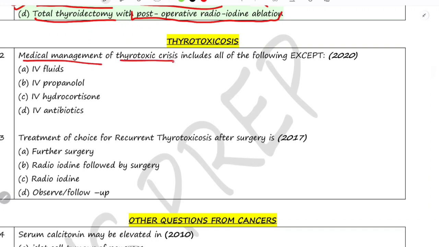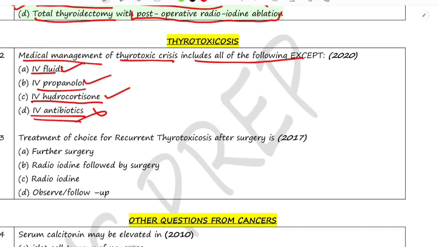Medical management of thyrotoxic crisis includes all of the following except: IV fluids, yes it has to be given; IV propranolol, yes it has to be given; and IV hydrocortisone, it is also to be given. But IV antibiotics carry no role in thyrotoxic crisis because it is not typically caused by infection, so antibiotics are not a routine part of its management unless there is an underlying infection. So focus on controlling the thyroid hormone excess and stabilizing the patient.